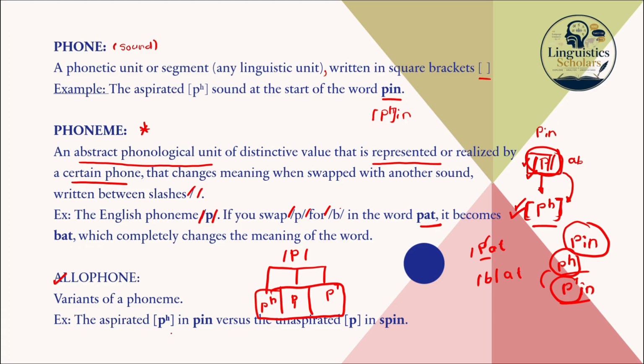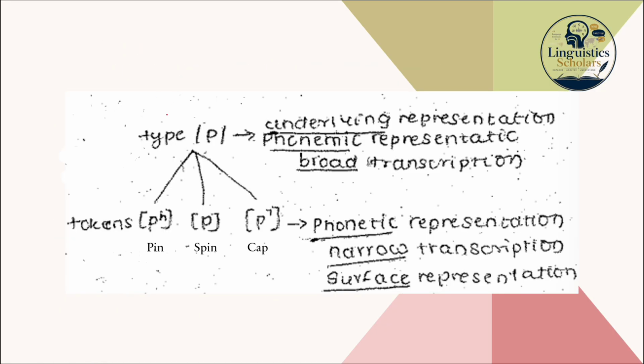As you can see, the aspirated p in pin versus the unaspirated p in spin. This is all about phone, phoneme, and allophone. A phone is a realization of the phoneme, and the allophones are the different variants of the phoneme. That's it. And this phoneme has multiple names and multiple concepts at multiple levels. So we will try to understand.